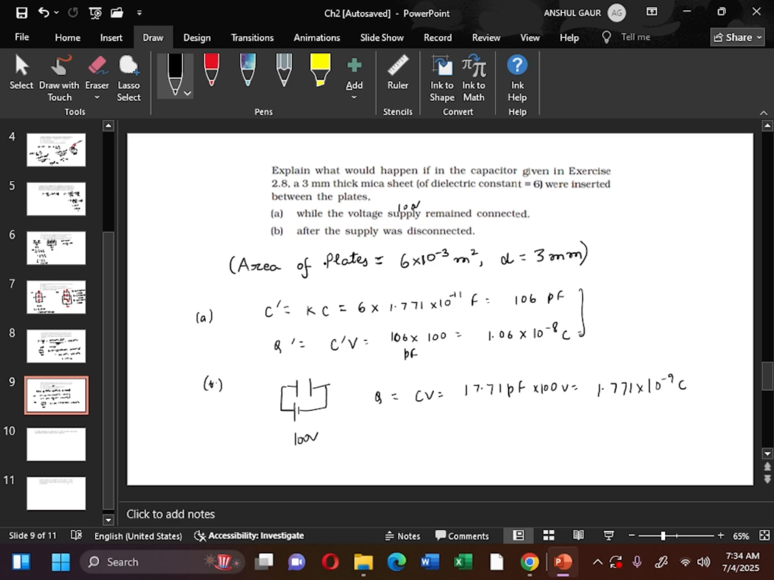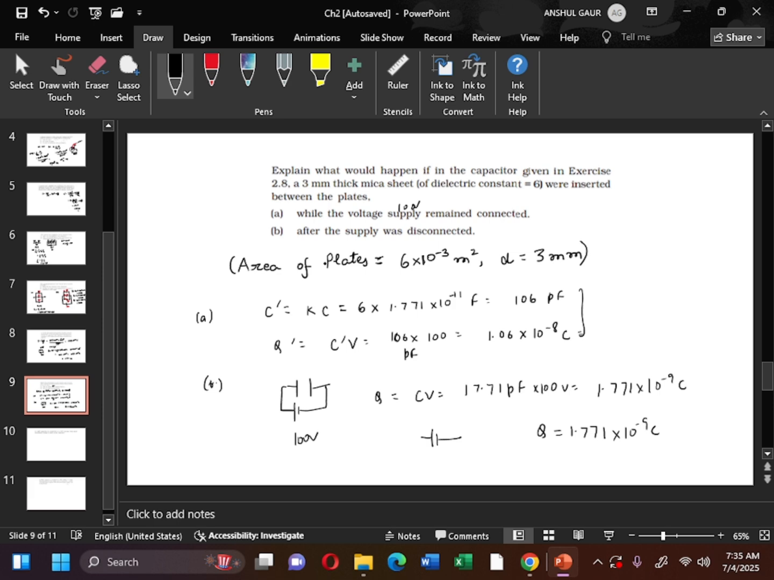So when this supply was disconnected, and after disconnection there is insertion of the mica sheet, the charge Q remains the same. It will be 1.771 into 10 to the power minus 9 coulomb. The charge will not change. So for the B part, we can say that the charge is 1.771 into 10 to the power minus 9 coulomb. This is the value of charge.